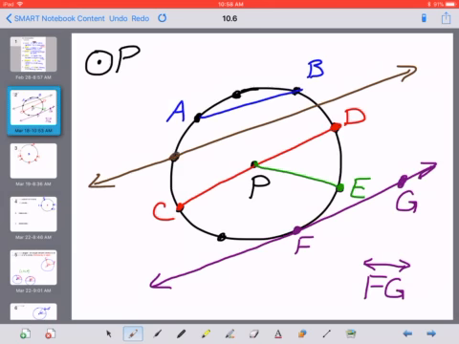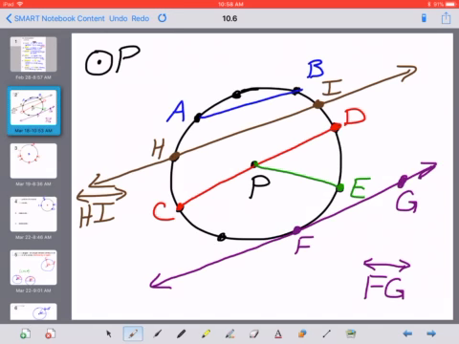If we named some points right here, we could call this one point H, and then this other point of intersection maybe we'll call point I, and what we have right there in brown, everybody, line HI, is an example of a secant line because it intersects the circle at two different spots.